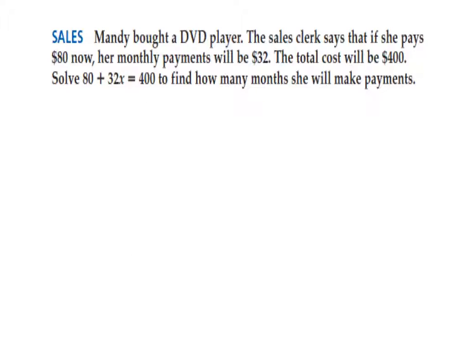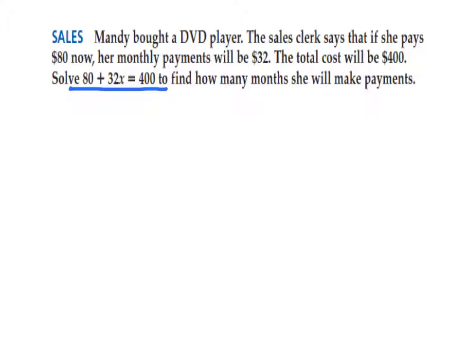In this slide, we have a word problem. It's sales. Mandy bought a DVD player. The sales clerk says that if she pays $80 now, her monthly payments will be $32. The total cost will be $400. And they did the equation for you, which is right here. Pay the $80 plus the $32 per month, and it should equal $400. How many months is the payments? So it's going to be pretty easy to figure out.